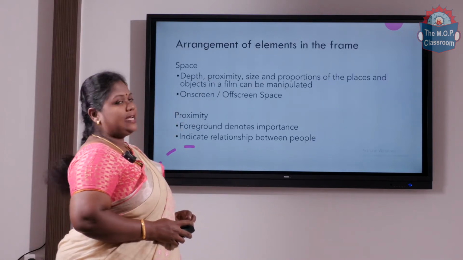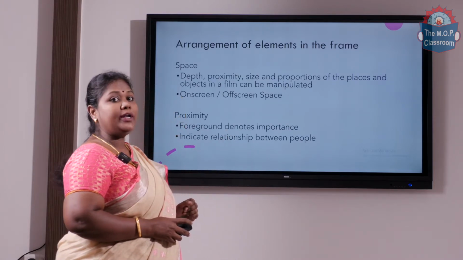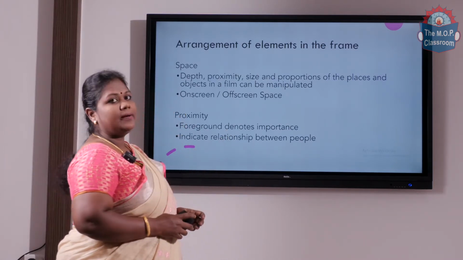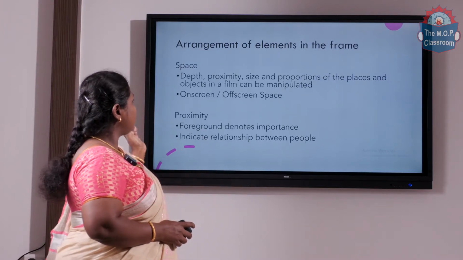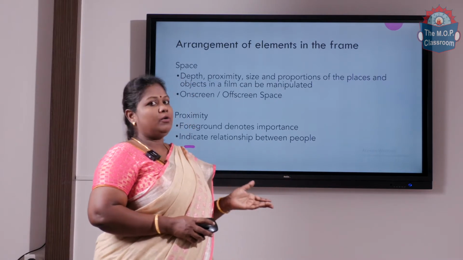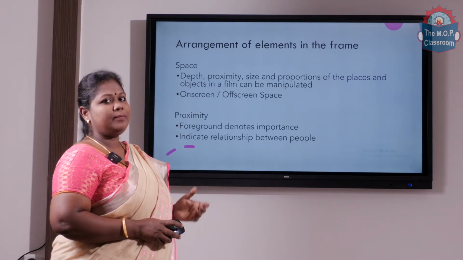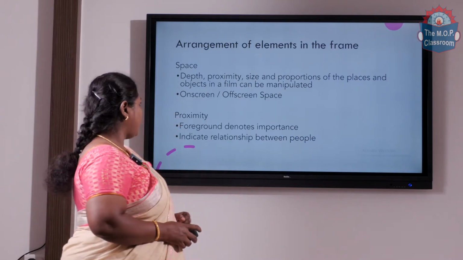Arrangements of elements inside the frame. Now this is defined by certain elements inside your frame while you're composing it. The space, depth, proximity, size and proportions of the places and objects in the film, of the characters: who's placed near, who's placed far, how close things are arranged inside the frame. All of this creates meaning to what we're watching in a particular shot.